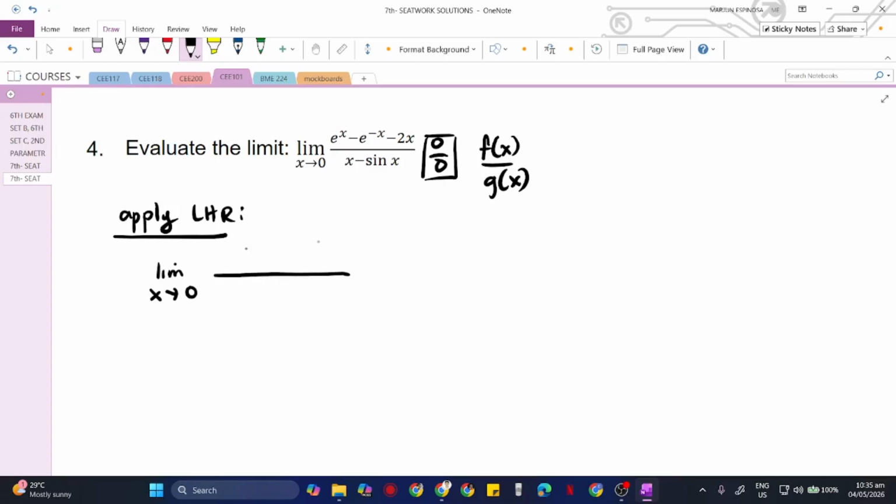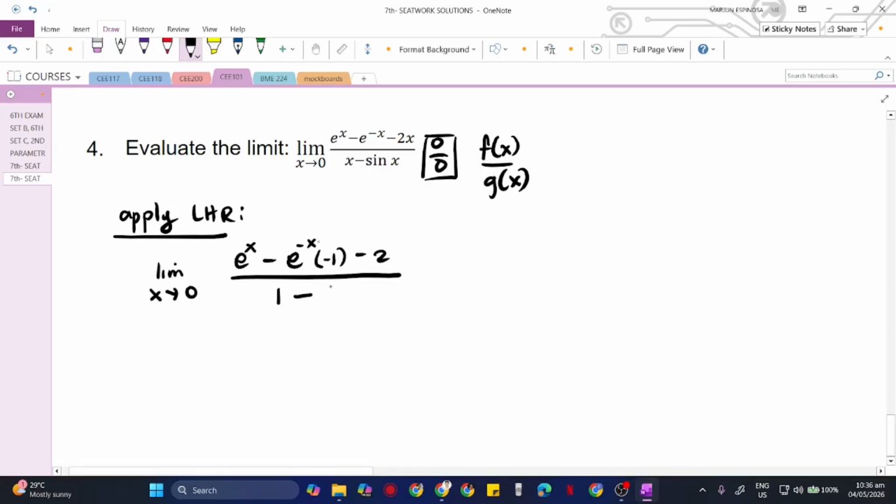So, what is the derivative of e raised to the power of x, class? Same lang. Same pa rin, no? e raised to the power of x. How about this one? That is negative e raised to the power of negative x, and the derivative of negative x is simply negative 1, no? Okay? Nakuha ba dito? Yes, sir. Minus, the derivative of 2x is 2. How about the derivative of x here in the denominator, that is equivalent to 1?